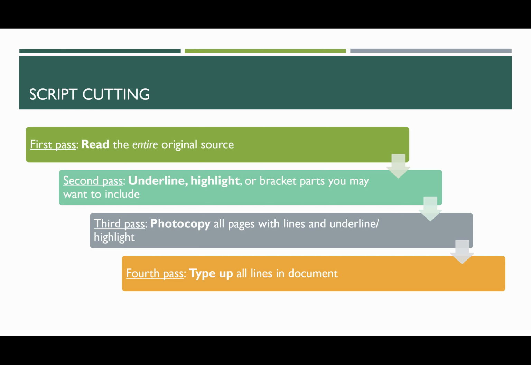So anyway, 4-step process. Read the entire original source, not just the chapter, not just the section, not just the act, the entire thing. Do a quick underline or highlight or bracketing of parts of the original source you want to include. Then you do the photocopies and the highlighting, and then finally type up all your lines. Let's look at some examples.